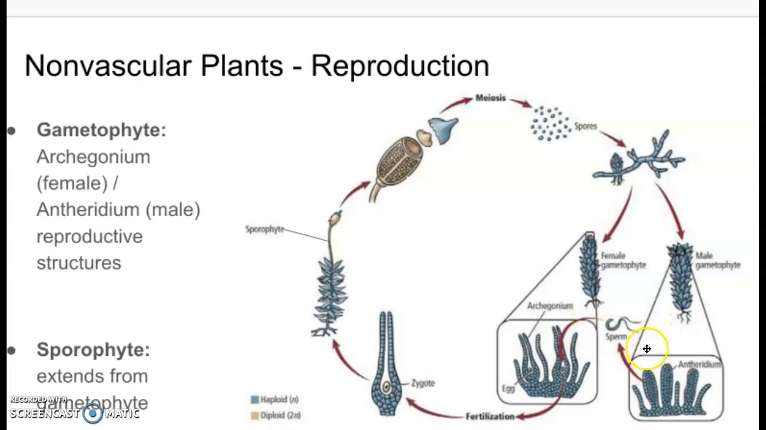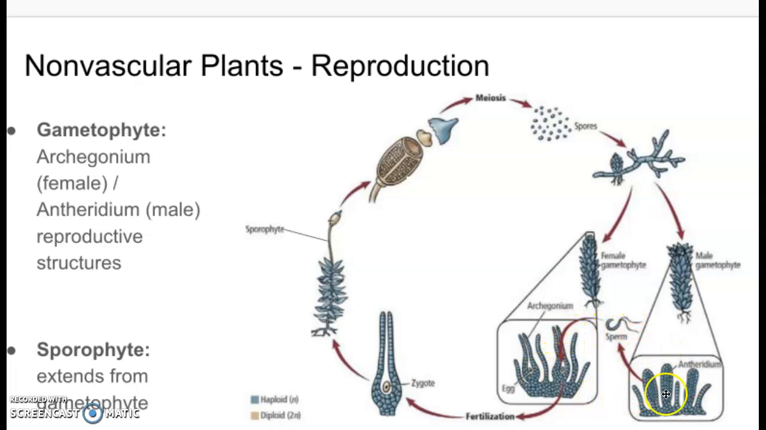So notice that you do need to know the name of these leaves. So you have the archegonium, which is the female leaf, and notice the shape of it is longer and narrower. And then you have the antheridium, which is the male. So the antheridium is where the actual sperm is produced, and there's actual sperm with a flagella that will then, with moisture, travel or get moved.